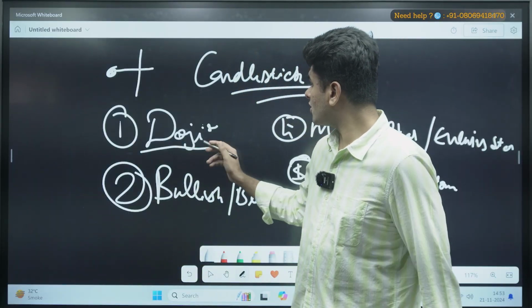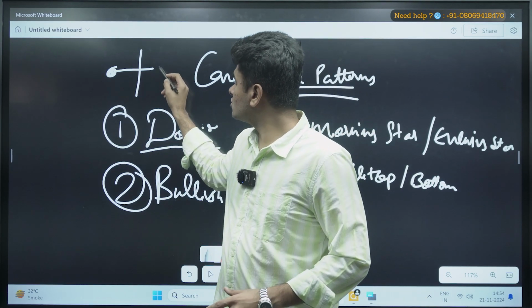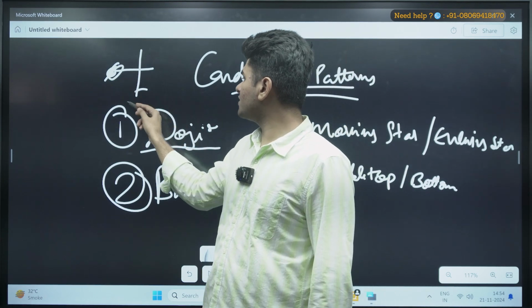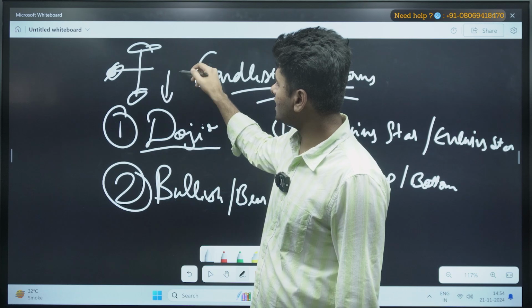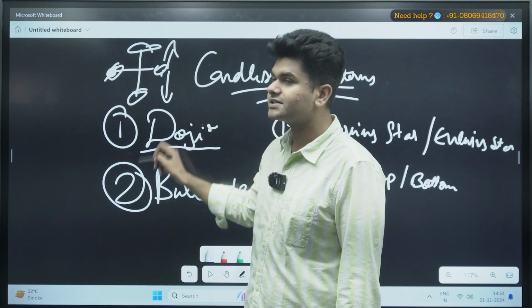So firstly we'll talk about doji, okay. So generally doji indicates something like this. The opening and closing are very close to each other, and you'll see big wicks on both sides. So we can see that the price had to go to both sides, but it is still indecisive and it's in the center.